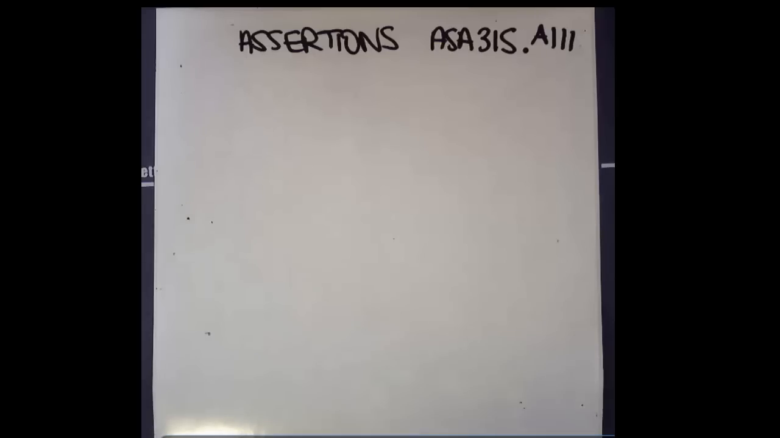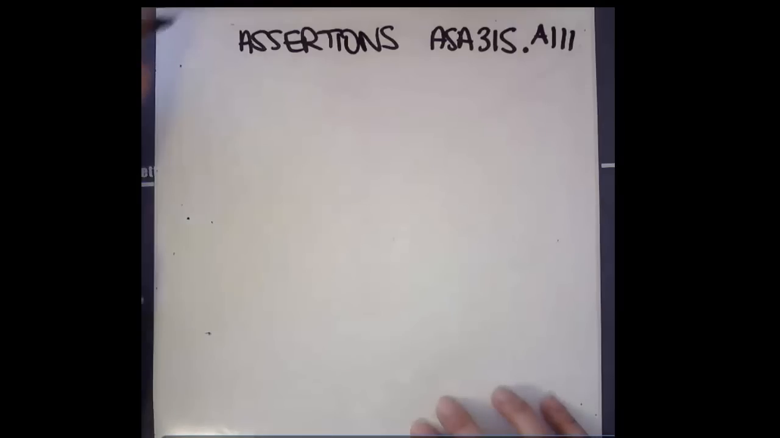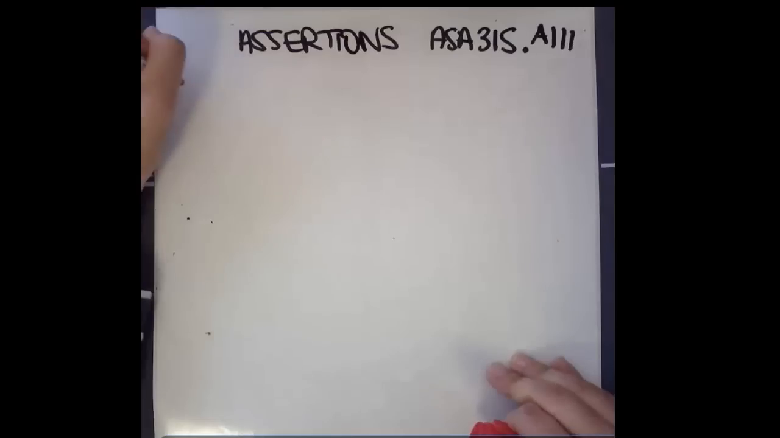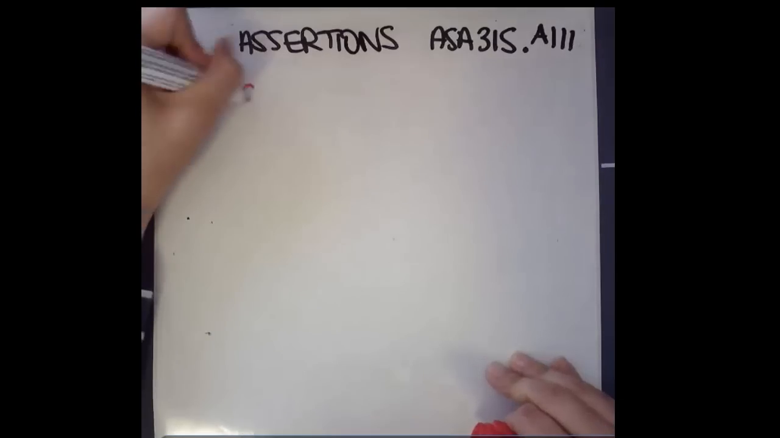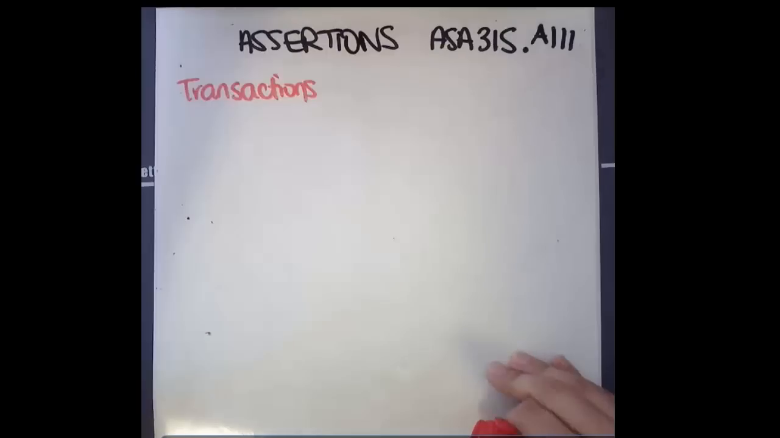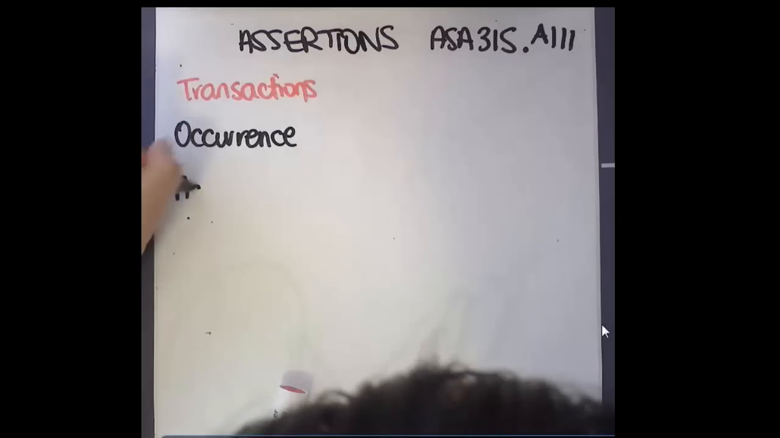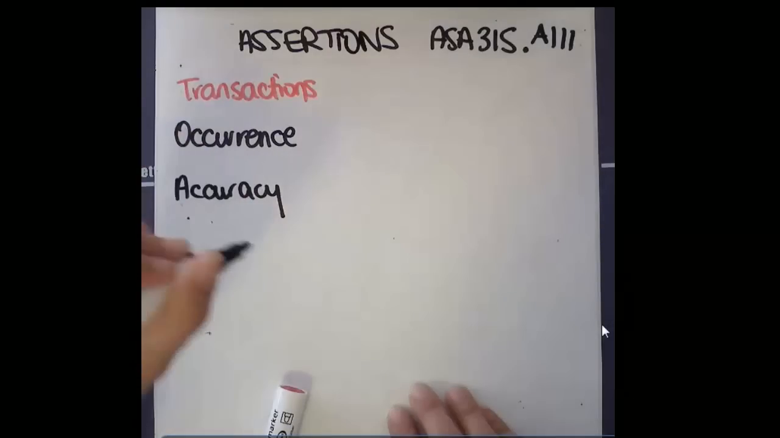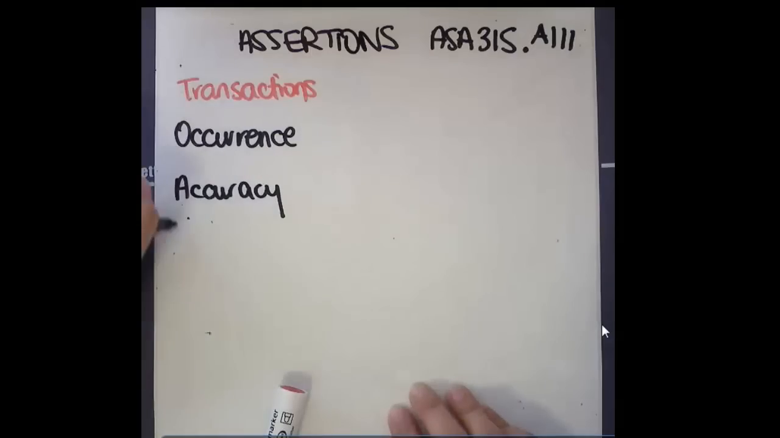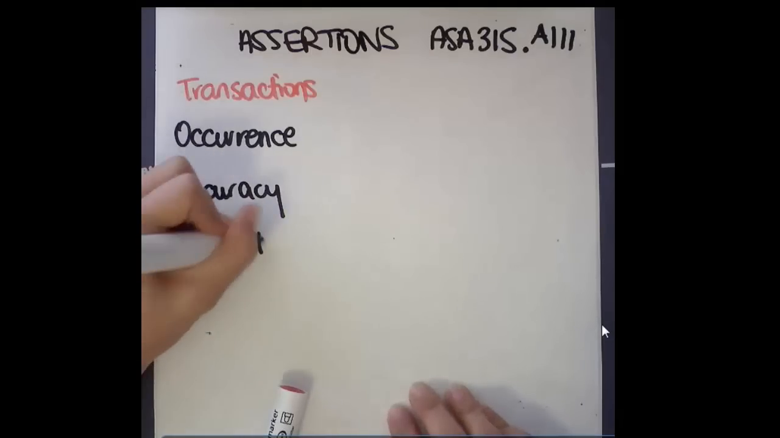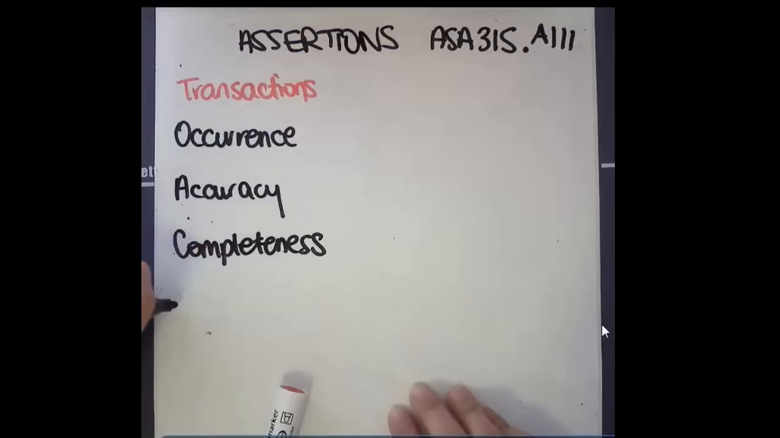So let's start with first listing what the different assertions are for transactions. Let me just make a little table here. All right, so for transactions and events, we're looking for a number of different assertions. Occurrence, accuracy, completeness, cutoff, and classification.